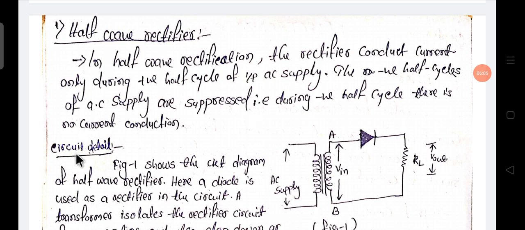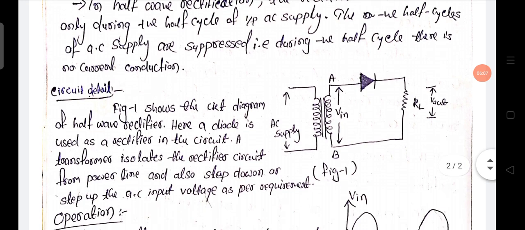Okay, then circuit detail. This is a half wave rectifier circuit. Here you see one diode, and one transformer is there. This diode is used for rectification purpose, and this transformer is used for isolation purpose.